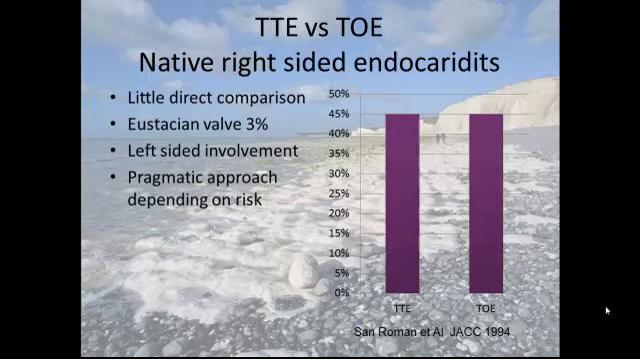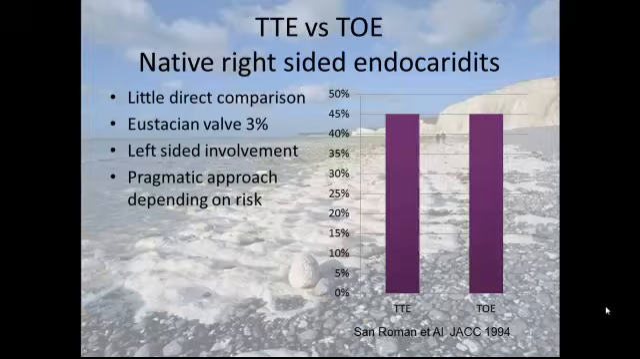So if we look at the data, if there's little data in left-sided endocarditis, I can assure you there's even less in right-sided endocarditis. And this, again, is an old paper from 1994, basically prehistory in terms of echocardiography. But that did show that across the board, you got a similar diagnostic pickup from transthoracic and transesophageal echo. But there is little direct comparison, and I think you have to look at a pragmatic approach here.